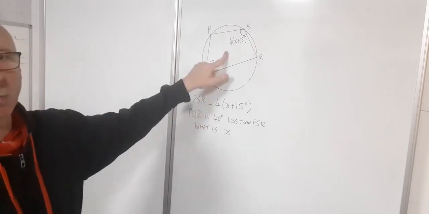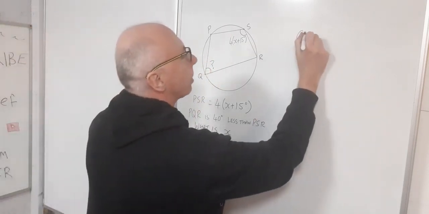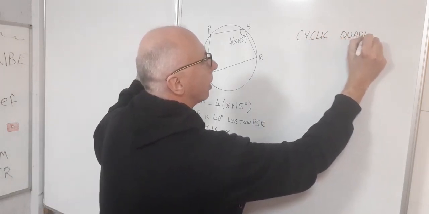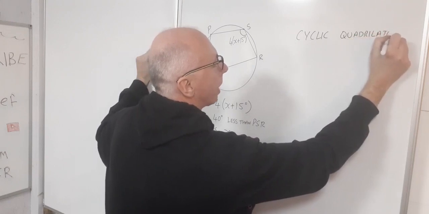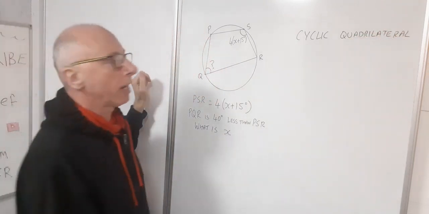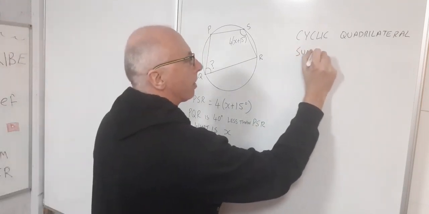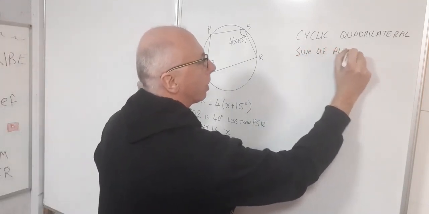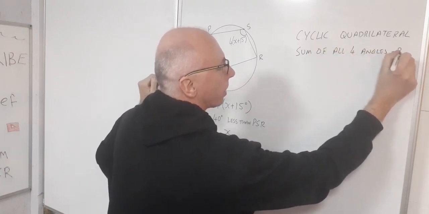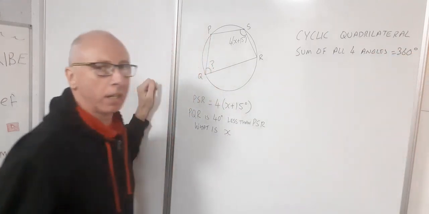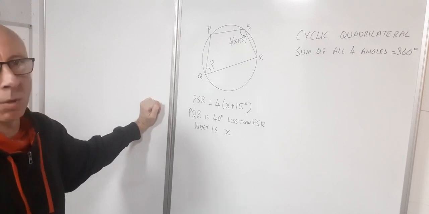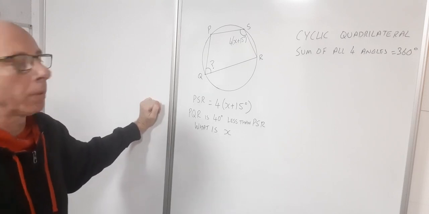Well, here we've got what's called a cyclic quadrilateral. So for a cyclic quadrilateral, there's a couple of properties that we know about this shape. First of all, the sum of all 4 angles equals 360. So that's no big deal really, we know that of all quadrilaterals. But as it's a cyclic quadrilateral, it's got an interesting property.